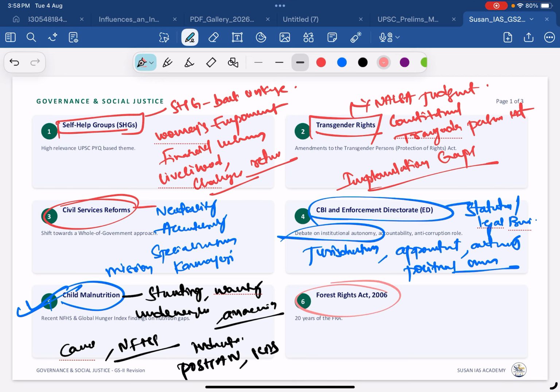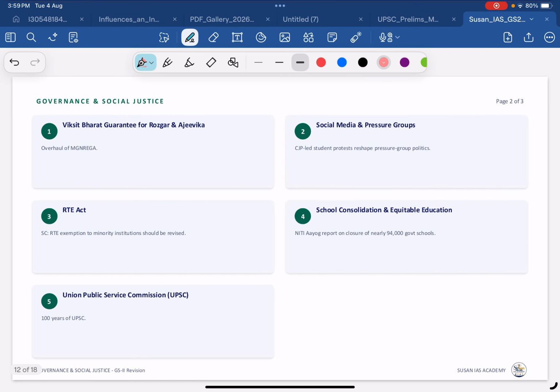And then the Forest Rights Act, individual or community forest rights. Gram Sabha, role of Gram Sabha, tribal rights, implementation problems, and also the conservation versus livelihood debate is going on. So this issue also can be dealt with in the Forest Rights Act, right?